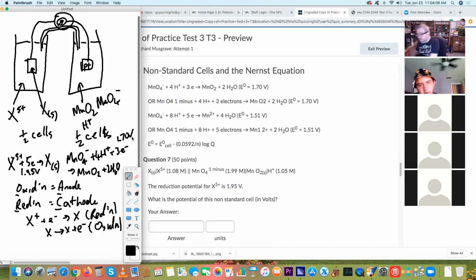Wait, okay. Say that last part about the volts. Well, those are the reduction potentials. They're given to you. Oh.